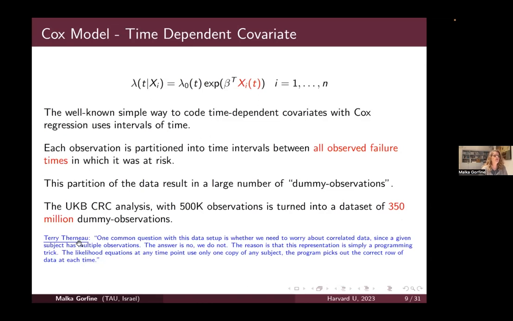And then, as Terry Therneau, the father of the survival package in R and many other excellent works, wrote in one of his papers, one common question with this data setup is whether we need to worry about correlated data since a given subject has multiple observations. The answer is no, we do not. The reason is that this representation is simply a programming trick. The likelihood equations at any time point use only one copy of any subject. The program picks out the correct row of data at each time. So we know how to analyze this, and actually it is very simple. The only issue is that now we have a data set of a size of 350 million observations, or dummy observations.